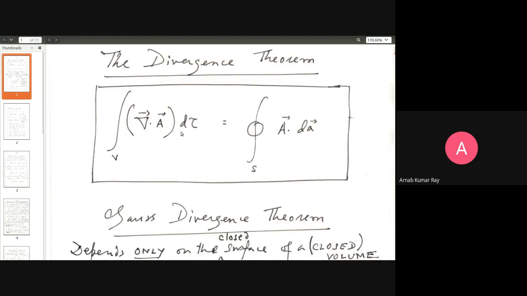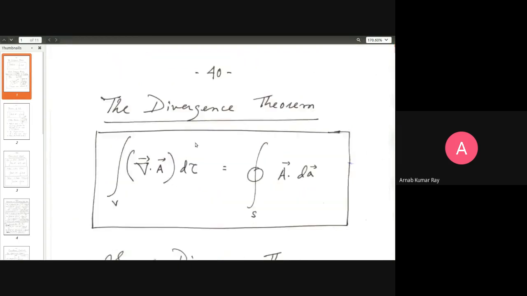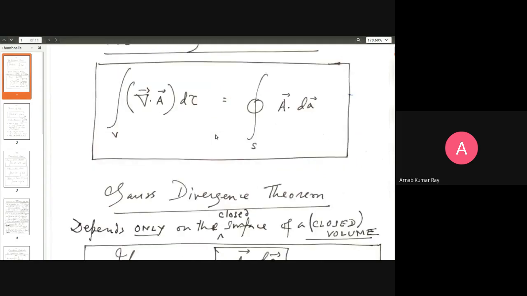Just note that the left-hand side is a scalar quantity because divergence is a scalar quantity, and d tau is a scalar. On the right-hand side, you have A dot dA, the vector A dotted with the area element dA. Everything has to be scalar on both sides. A is a vector, and dA is also a vector. You have to get a scalar combination out of them because the left-hand side is a scalar. There is only one way to get a scalar out of two vectors: take a dot product. So A dot dA. This is known as the Gauss divergence theorem. It's a very important theorem and we shall use it again and again.